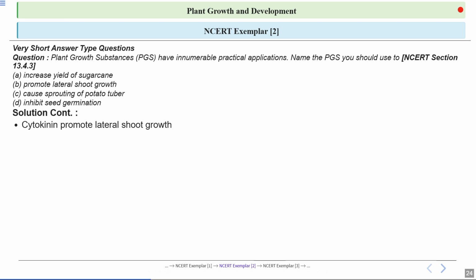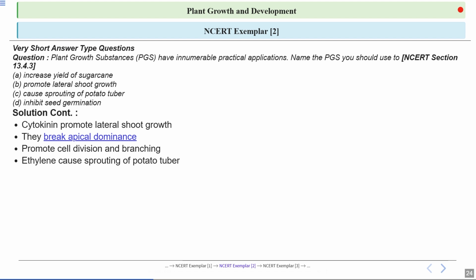Cytokinin promotes lateral shoot growth. Which plant growth substance are they talking about? They are talking about cytokinin, which promotes lateral shoot growth. For lateral shoot growth, there is a requirement of cytokinin. It breaks apical dominance. Yes, apical dominance is broken by this particular hormone, which promotes cell division and branching, right? This plant growth substance enhances cell division and also the branching.